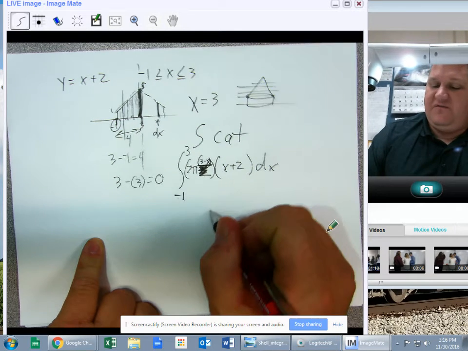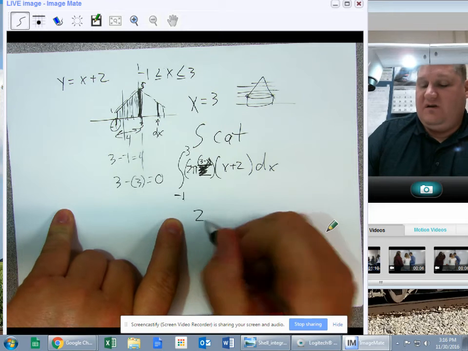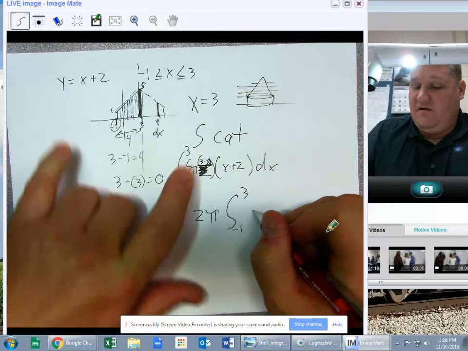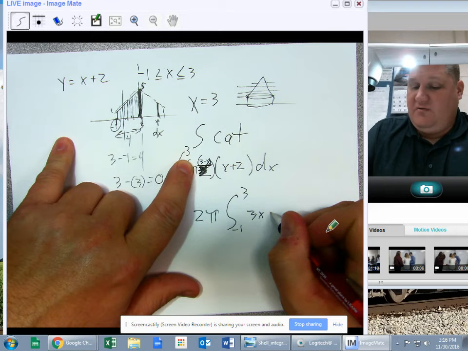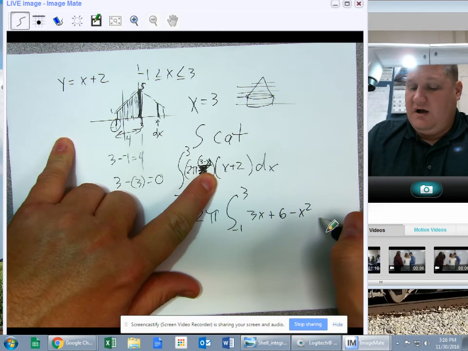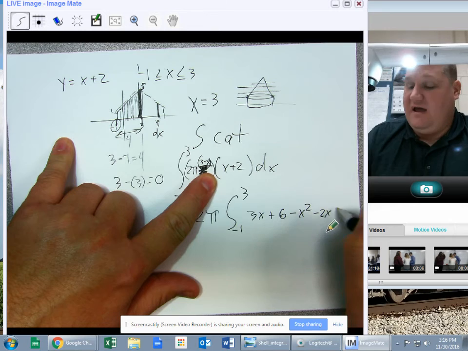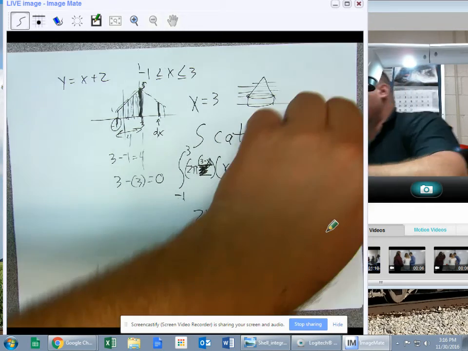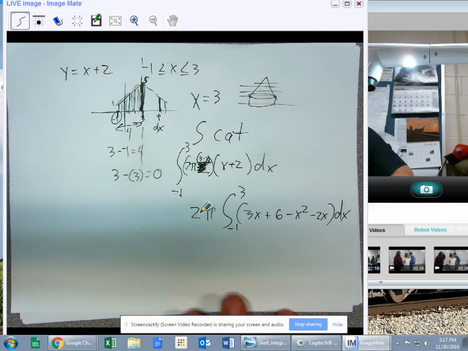So in our case, this function here is ready to go. It's going to be 2 pi, integration from negative 1 to 3 of 3x plus 6 minus x squared minus 2x, dx. Very easy. One integral and you're all set. So that is starting cylindrical shells.